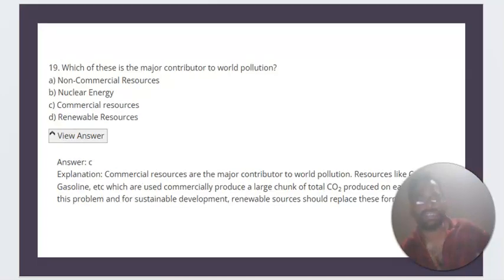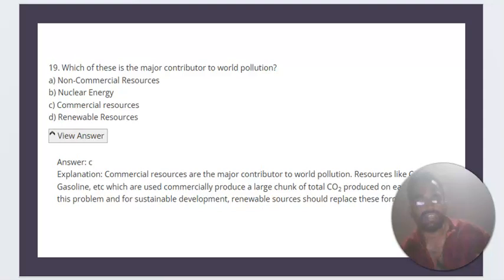Now coming to the next slide: which is the major contributor to world pollution? Here are given non-commercial resource, nuclear energy, commercial resource, and renewable resource. So C is the right answer. Commercial resources are very important, and this is the right answer, C1. This C is a very important one, and it came in various competitive exams last year also.